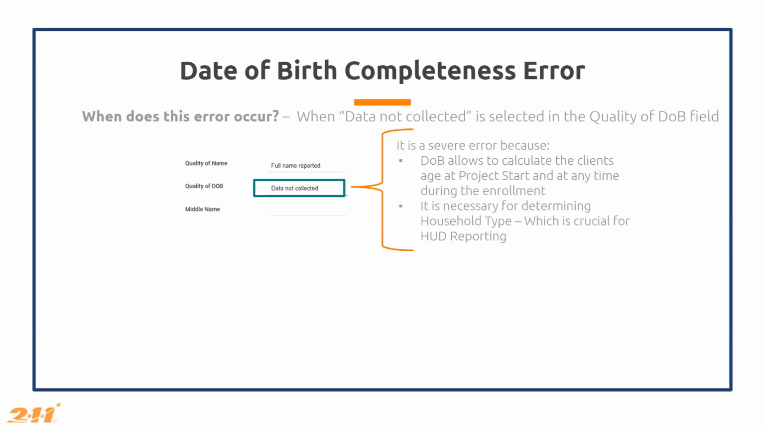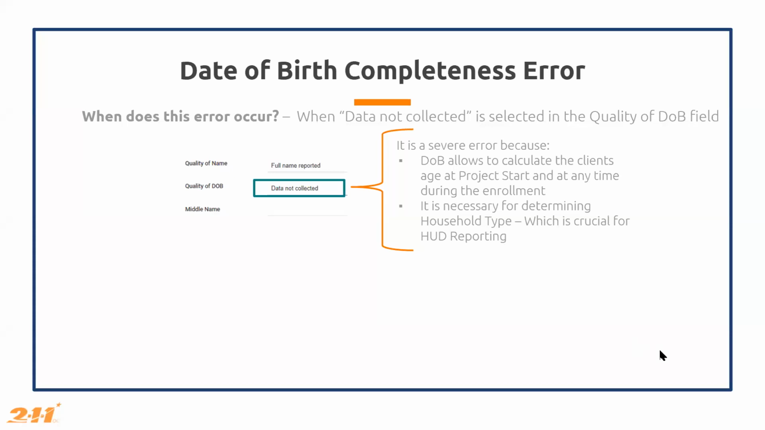The last severe error we will discuss today is completeness error in date of birth. When we select data not collected for date of birth, there's no way for us to know the client's age. And this is a big issue because without the age, we cannot determine the household type. This is very severe for HUD reporting, especially with HIC and PIT and LSA.